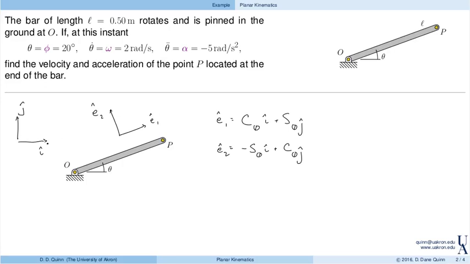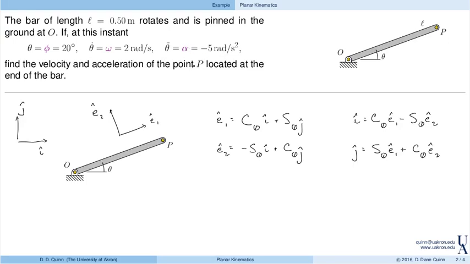Also, I can write I and j in terms of E1 and E2. I, for example, is cosine of theta in the E1 direction minus sine of theta in the E2 direction, while j is sine of theta in the E1 direction plus cosine of theta in the E2 direction. If you notice, in the problem statement, I gave the angle 20 degrees also in terms of this angle phi. 2 radians per second I defined as omega, and minus 5 radians per second squared I defined as alpha.